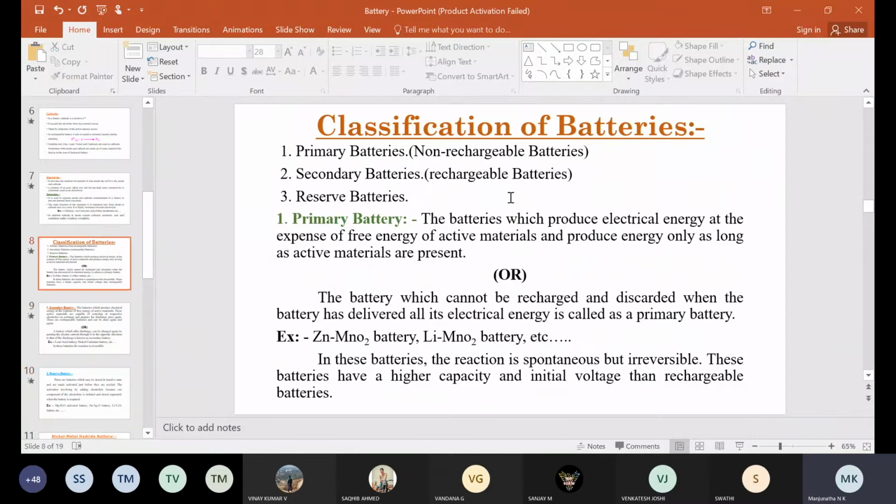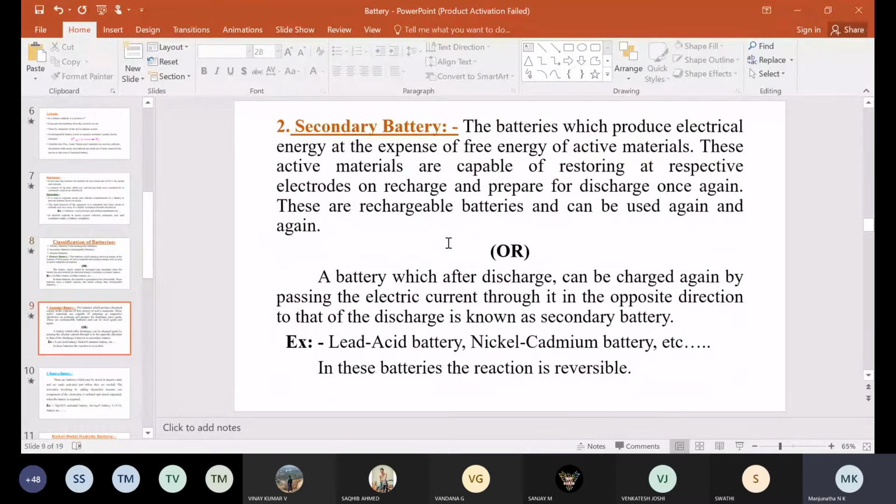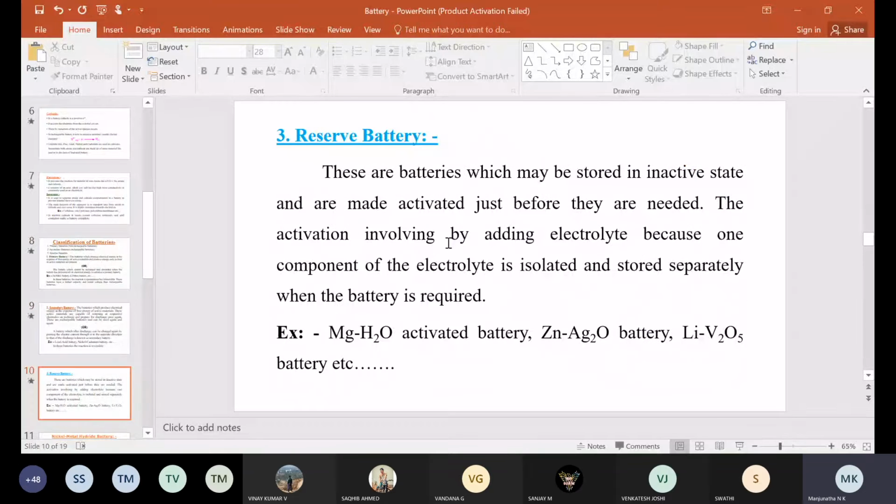So here there are two definitions. You need to remember whichever one is easy for you, with examples, because you will get this question compulsorily in your examination and internal test. Take: define battery, explain classification of batteries with examples. This is for primary batteries, this is for secondary batteries, and this is for reserve batteries.